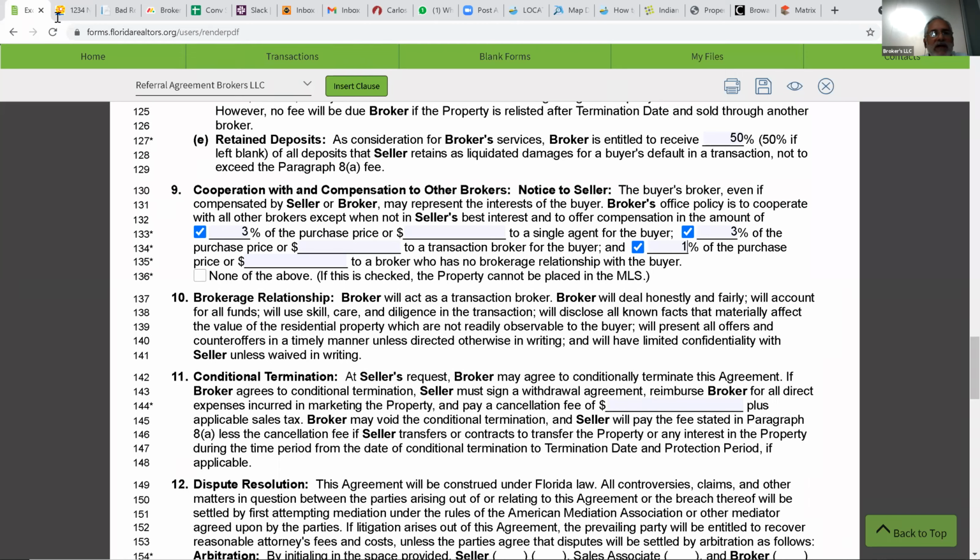Understood? Line 136, if you click on here, that means that you cannot upload this property on the MLS, okay? Brokerage relationship, just to remember, let's read it out loud. Broker will act as a transaction broker, will deal honestly and fairly, will account for all funds, will use skill, care, and diligence in the transaction, will disclose all known facts that materially affect the value of the residential property, will present all offers and counter offers in a timely manner unless directed otherwise in writing.